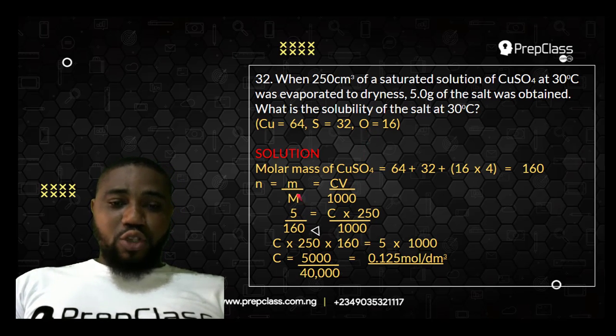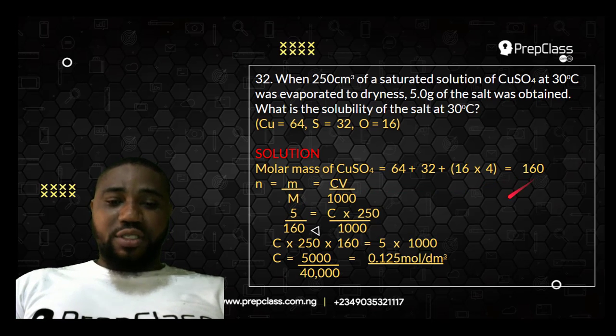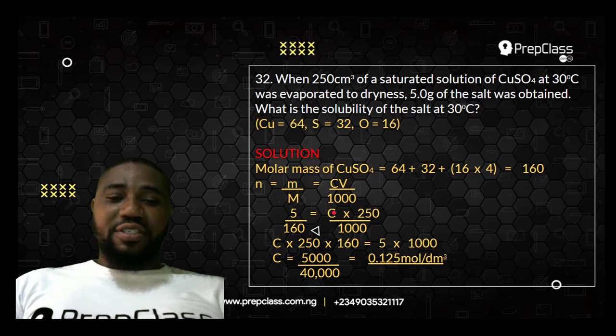All right. So what is your small letter m? 5 all over. What's your capital letter M? 160 equals c times, what is your volume? 250 is in the question, all over 1000, because this is in centimeter cube. So cross multiply, you have c times 250 times 160 equals 5 times 1000.